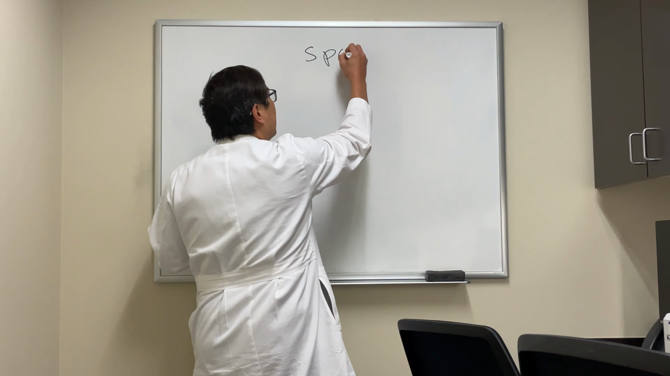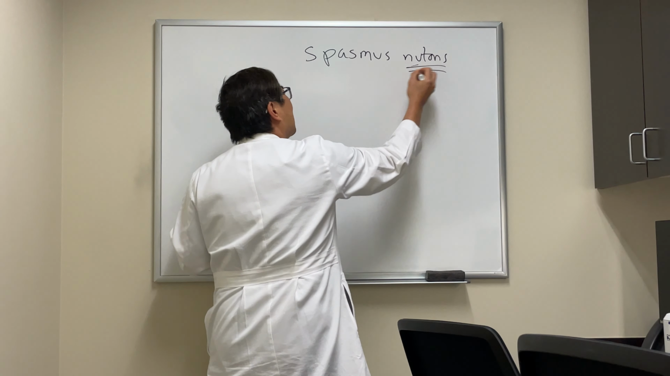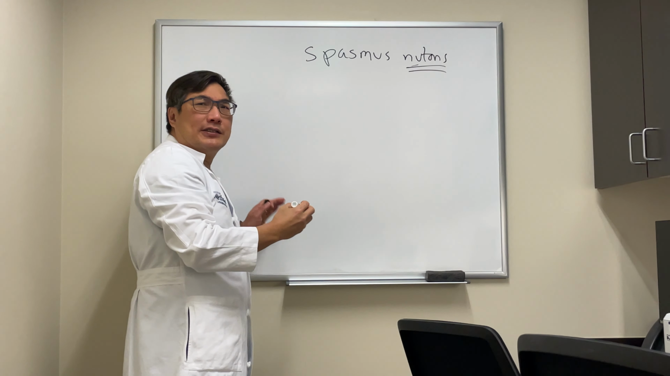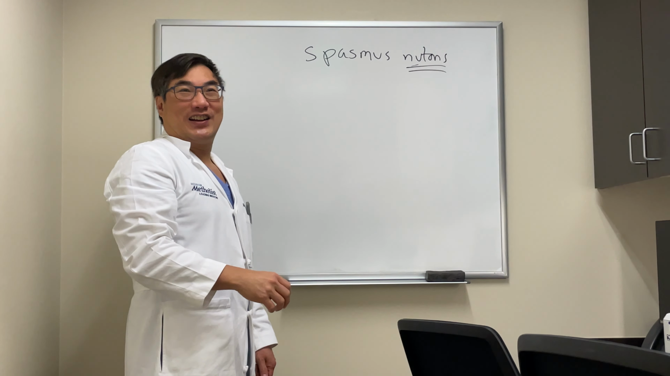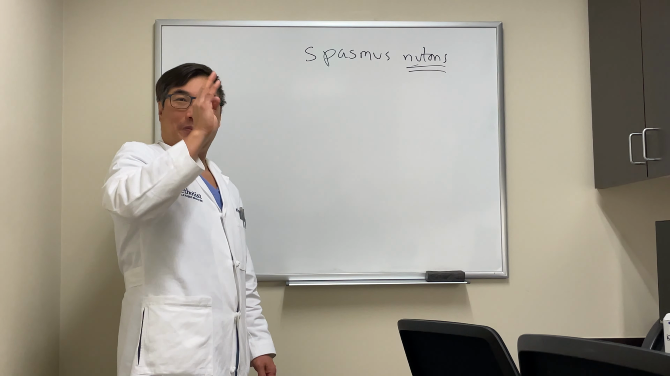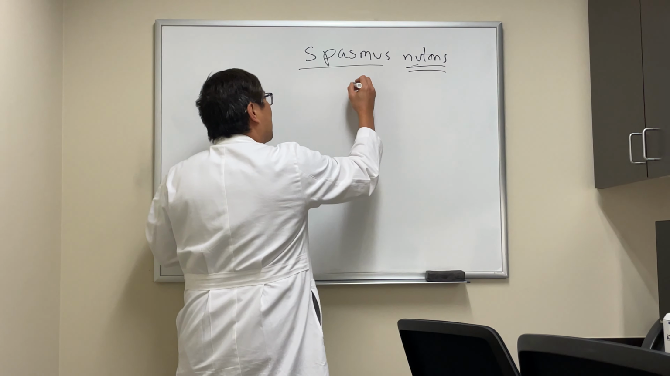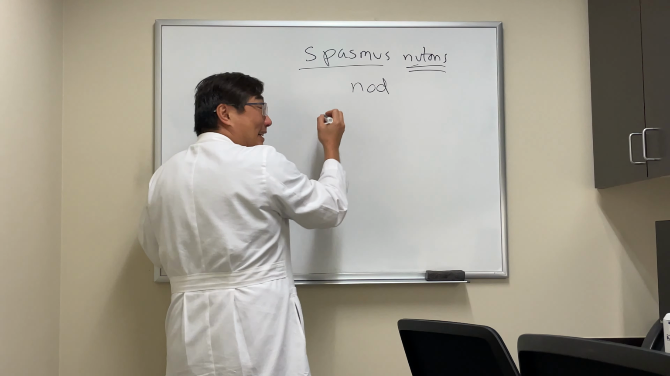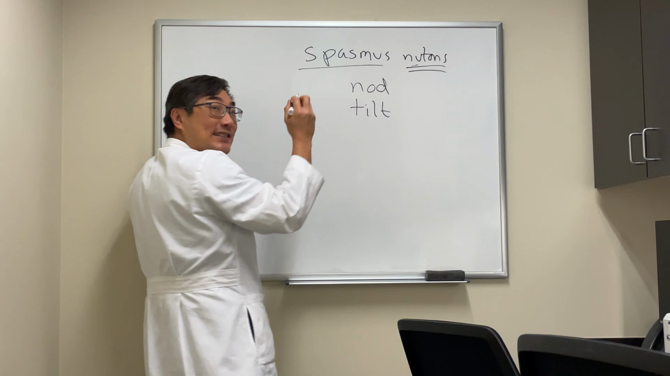So Spasmus nutans. Nutans means nod, and that's actually the derivation of nystagmus, by the way. Nystagmus is what you get when you're kind of falling asleep and your head goes back up, like that fast phase of jerking up is the nod of nutans. And in Spasmus nutans, there's a head nod and an anomalous head tilt.